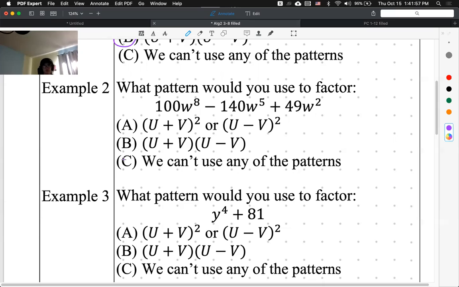And I guess, well, guessing which one of these is not going to give me that much information. So I want to give you some beginning information. So I want to take the square root of this 100w to the power of 8.